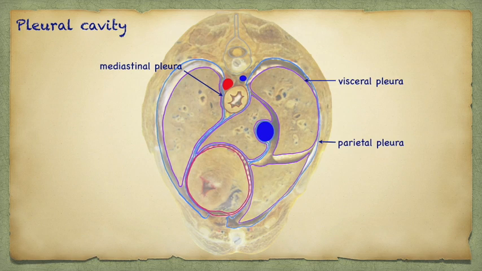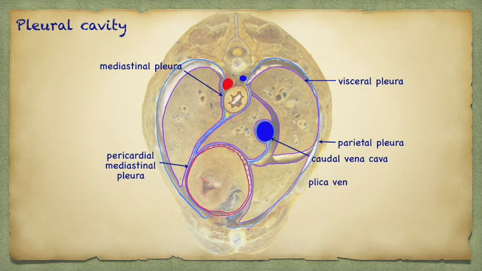Now that mediastinal pleura that overlies the heart is going to be further defined as the pericardial mediastinal pleura. Over here we see the caudal vena cava, and the pleura that surrounds it is continuous with the mediastinal pleura via the plica vena cava.